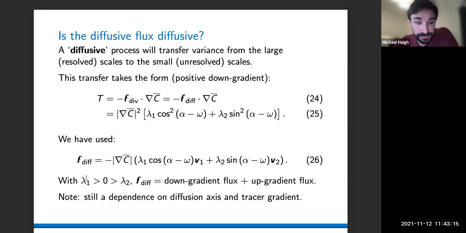So this confirms that if we have opposite signed eigenvalues, then the diffusive flux is the sum of a down gradient flux and an up gradient flux. But because of this dependence on the difference between the diffusion angle and the orientation of the tracer gradient, we still can't conclude whether or not the total flux is up gradient or down gradient.